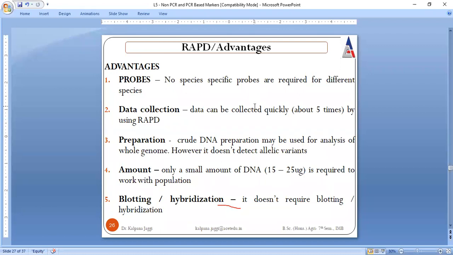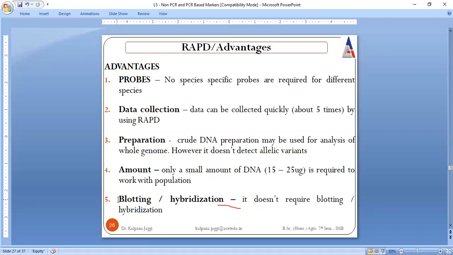Secondly, data can be very easily collected. In comparison to RFLP, we are getting the data 5 times more quickly than the time that was being taken in restriction fragment length polymorphism. Only a small amount of DNA is required because DNA is randomly being amplified. So you need not have amplified DNA in the initiation only. DNA in the initiation is very little, and that in turn can be amplified as a result of RAPD.